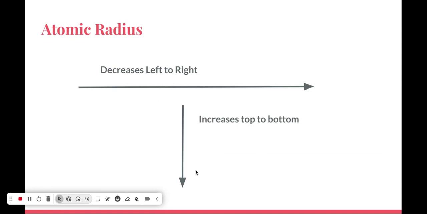Okay, and then here I made a little diagram to show you. Imagine looking at a periodic table and looking at this. The arrow is showing that the atomic radius is decreasing as you go to the right, but as you go down a group, it is increasing. So from top to bottom, and the arrows show that.